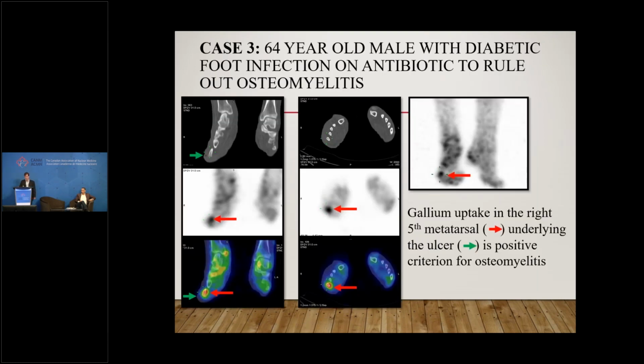Okay, I'll show you this case here of a 64-year-old male with diabetic foot infection. Now, this patient has osteomyelitis. So we see intense gallium activity in the right fifth metatarsal, and we see with the green arrow there's an overlying ulcer. So this is considered to be positive for osteomyelitis.